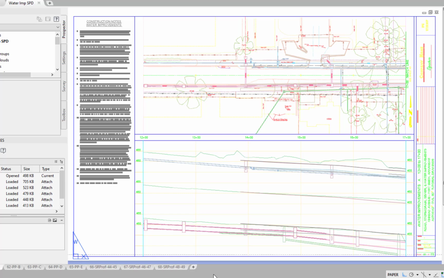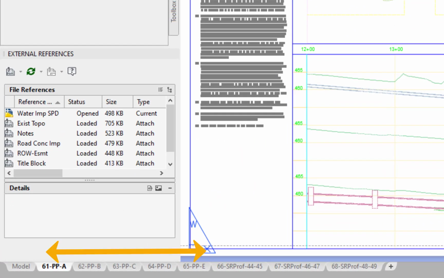The water improvement title sheet and notes drawings are XREF'd into the water improvement SPD drawing. This SPD drawing is used for the creation of the water improvement sheets, which consist of the plan and profile sheets and the side road profile sheets. These sheets are inserted into the improvement drawing set after the sewer improvement drawings. For this video, the starting sheet number is 61 and ending in 68.